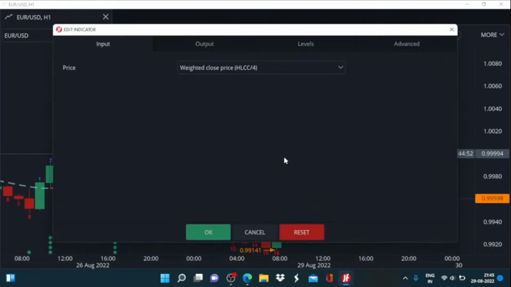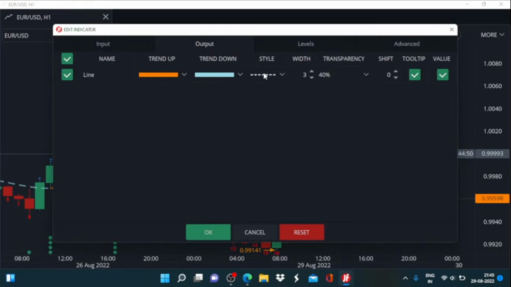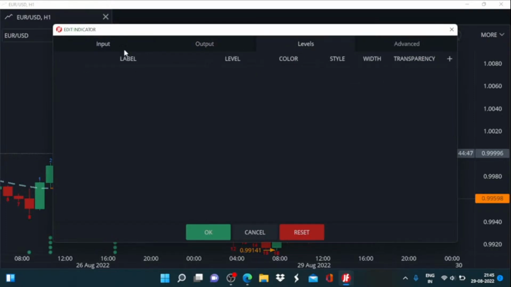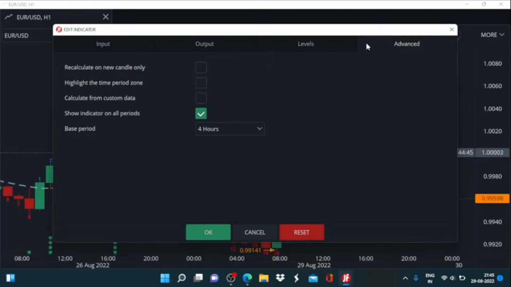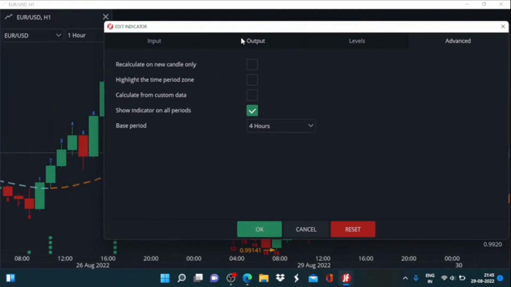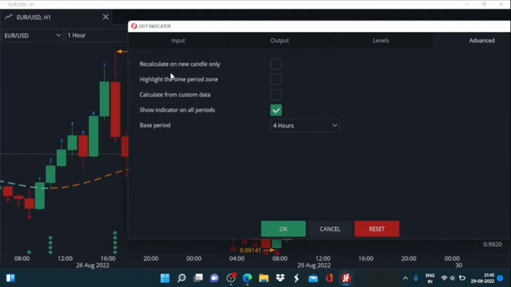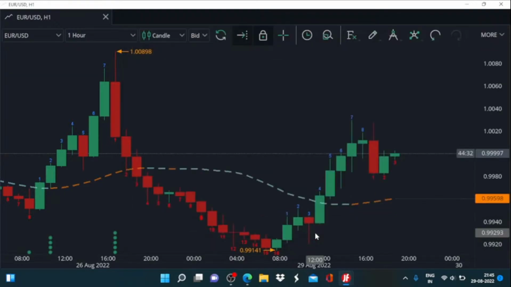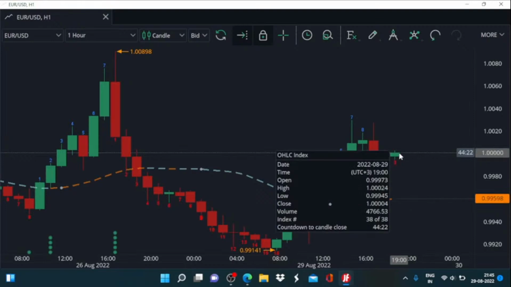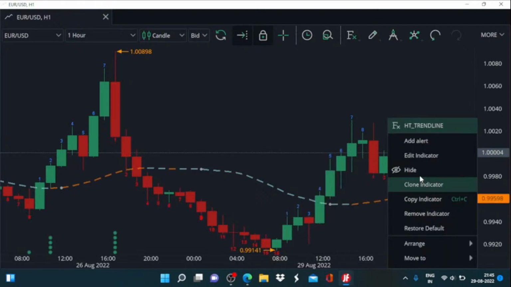Now let's see what more can be done in terms of customization of these indicators. The levels, we don't really get any output for the levels option. When we come to the advanced editing options, we have these recalculate on new candle only. Now here I will give you the example. This value will keep varying slightly, depending on how much these applied price, in this case the close price. Let me check it once.